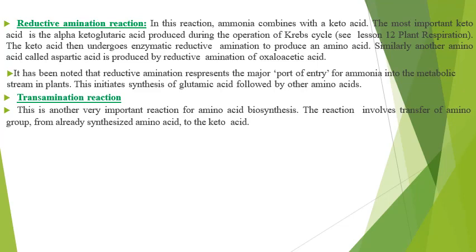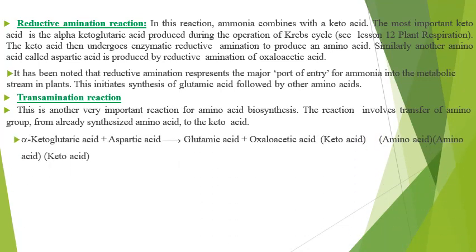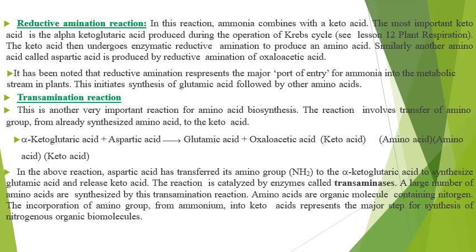Transamination. This is another very important reaction for amino acid biosynthesis. The reaction involves transfer of an amino group from an already synthesized amino acid to a keto acid. You can see this in this reaction. Aspartic acid has transferred its amino group to alpha ketoglutaric acid to synthesize glutamic acid and release a keto acid. The reaction is catalyzed by an enzyme called transaminase. A large number of amino acids are synthesized by this transamination reaction.